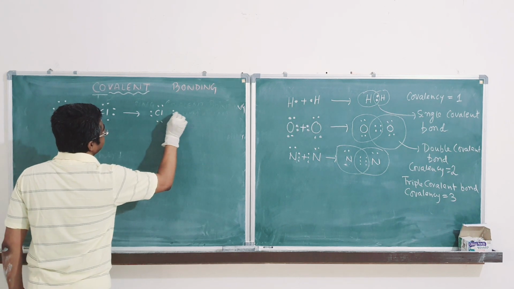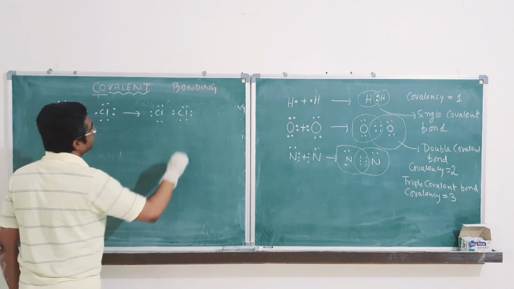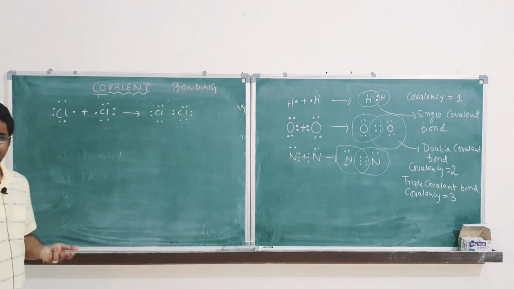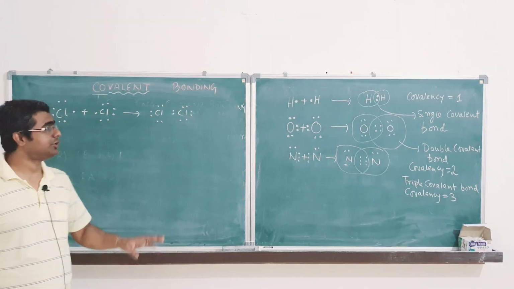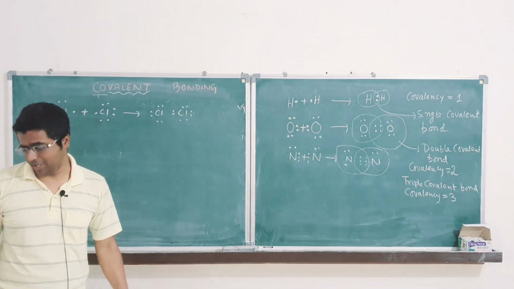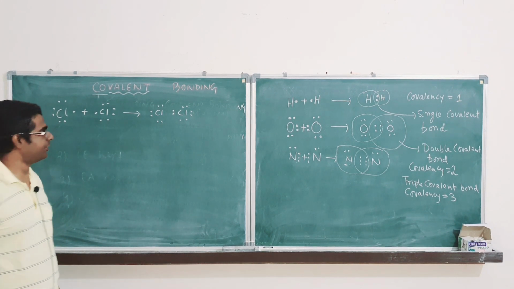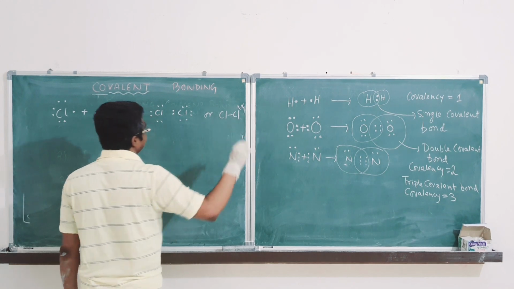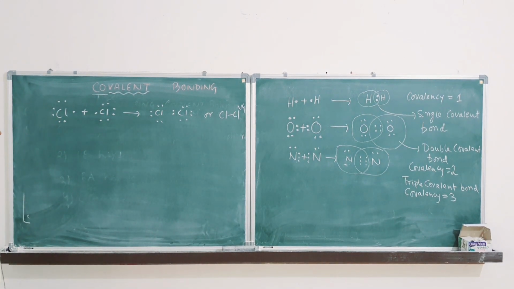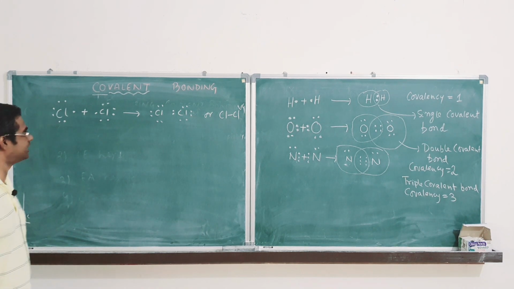Here we will show it like this, done. So this is the chlorine molecule, 2 electrons are participating in the covalent bonding, so definitely it is going to have a single covalent bond. You can write it like this also, or Cl-Cl. Orbital diagram is also there in the book, you should do that one also. We are not showing the orbital diagram in this class.